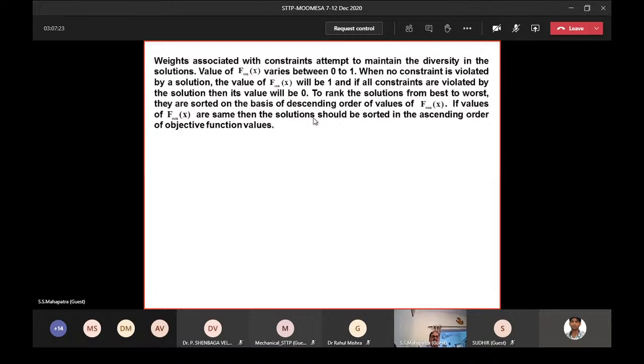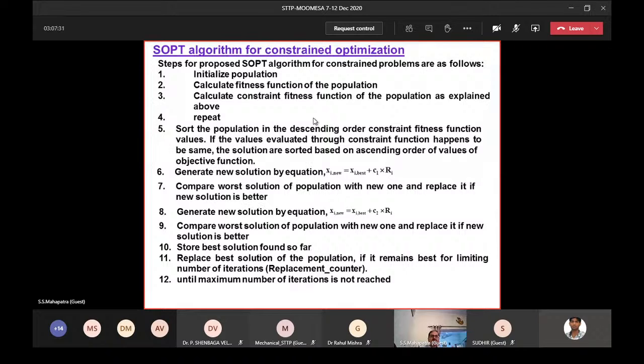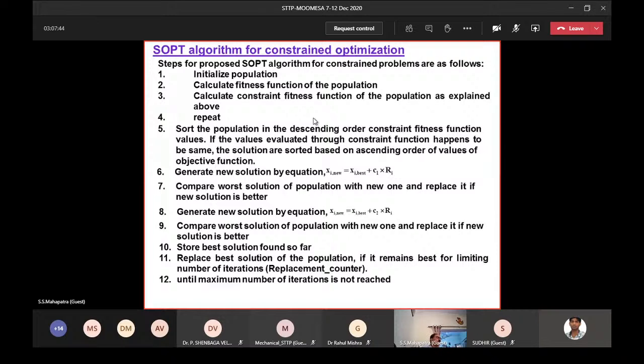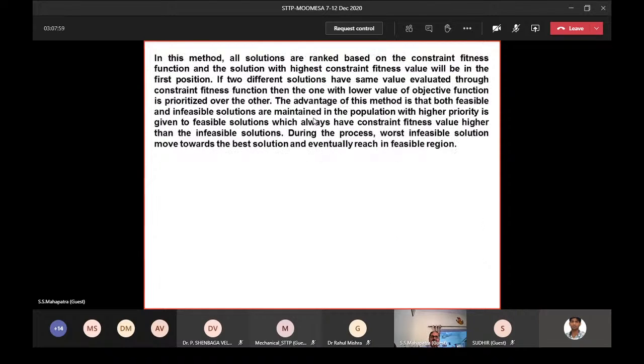So this is how we handle constrained optimization. This constraint fitness priority based ranking can be incorporated with the basic algorithm, whether it is a GA algorithm, a PSO algorithm or an HS algorithm. It can be incorporated with this, and then we can handle the constraints in a better manner.